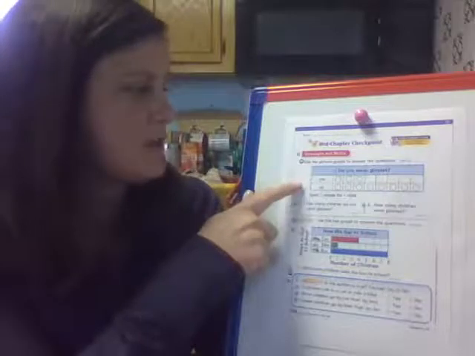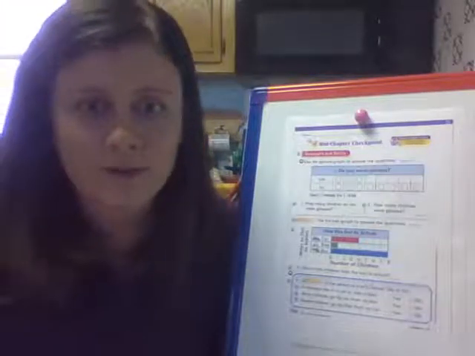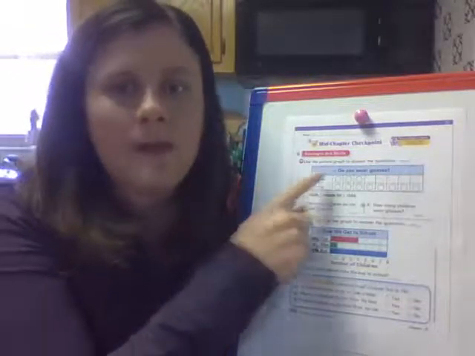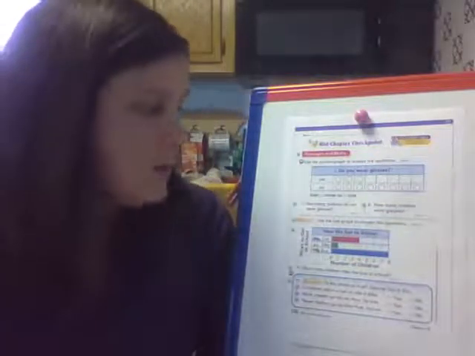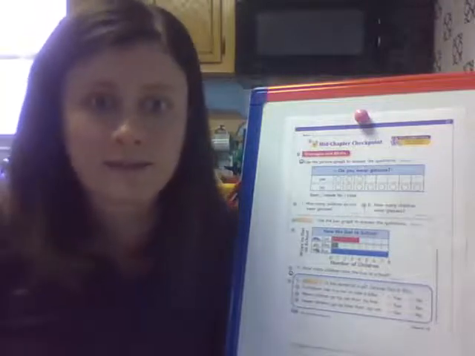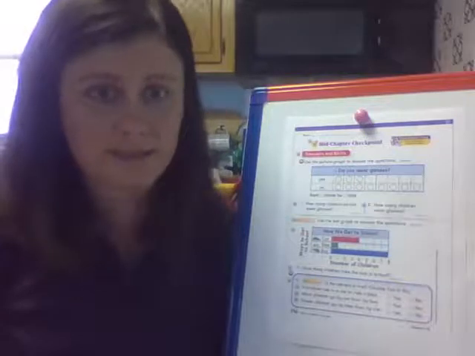Okay, so let's look at the top. Concept and skills. It says use the picture graph to answer the questions. So I want you to look at the picture graph where it says, do you wear glasses? I want you to see all the different circles in the picture graph and use that for your questions. Number 1 says, how many children do not wear glasses? So on that line, you're going to just tell me how many do not wear glasses.